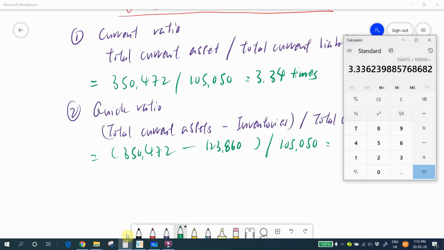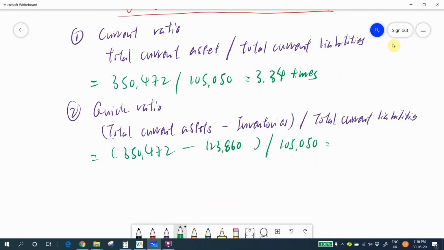So let's compute. First, we have to use 350472 minus 123860. When we get this number, we only divide it by 105050. So we get our answer 2.16 times. So for this company, their quick ratio is quite okay as well, because without selling their inventory, they have enough current asset to make the current liability payment.